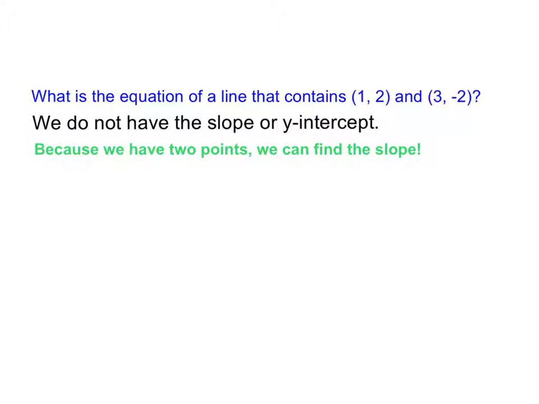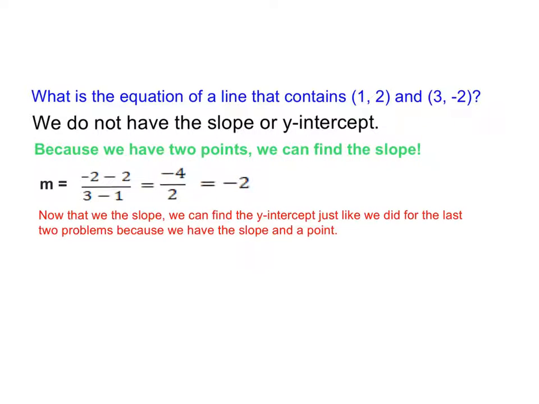So guess what you should do right now? Find the slope. Very good. Do that, please. Here's what you should have gotten for the slope: -2. -2 minus 2 over 3 minus 1, that's -4 over 2. So I have the slope now. Once we have the slope, we can find the equation because we actually have 2 points, and we have a slope and a point.